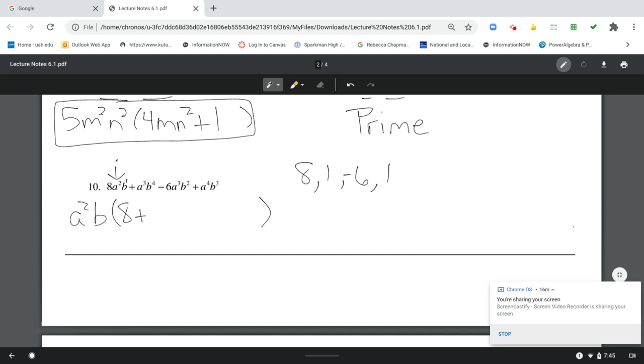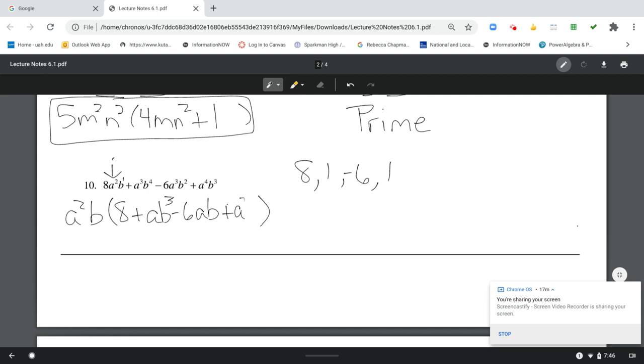So I go to the next term. 3 minus 2 is a to the first, b to the fourth minus b, 4 minus 1 is b to the third. Then I carry my -6 along. 3 minus 2 is 1, and 2 minus 1 is also 1. And in the last term, the 4 minus 2 on the a is an a squared, and the b to the third minus b is also a b squared.